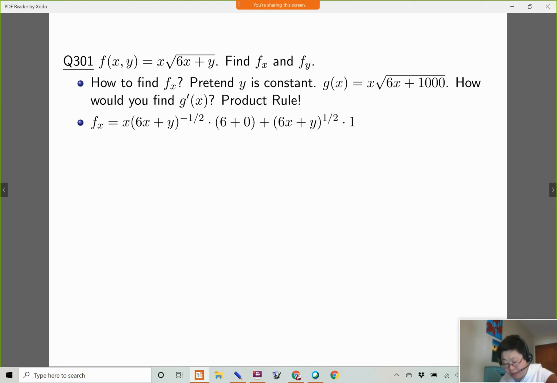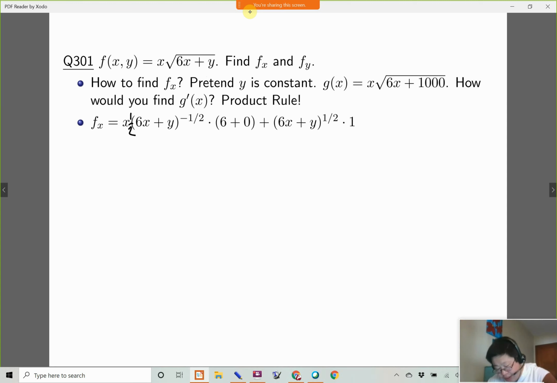First times the derivative of the second. So copy the x. Again, I'm thinking of this next part as 6x plus y raised to the 1/2. So the derivative of that, treating y like a constant, requires the chain rule, right? So in fact, I'm missing my 1/2 here. So 1/2, then the inside thing, 6x plus y raised to the negative 1/2.